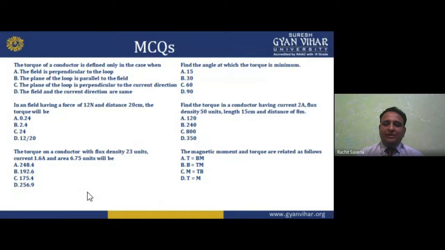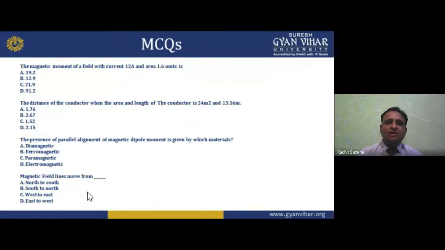The magnetic moment is given in the third option. The magnetic field and current are directly multiplied, and the length is given in the second. The material showing parallel alignment of magnetic moment is paramagnetic, which we have already studied, so you can give the answer. Magnetic field lines go from north to south. I hope these MCQs related to this lecture help you.